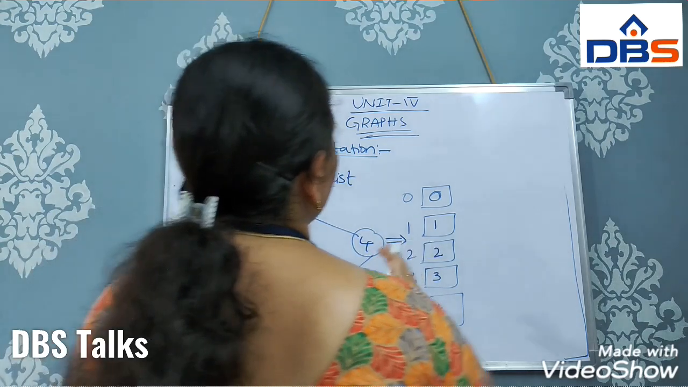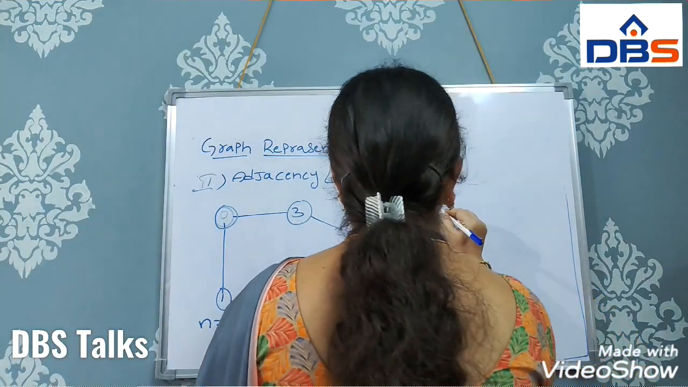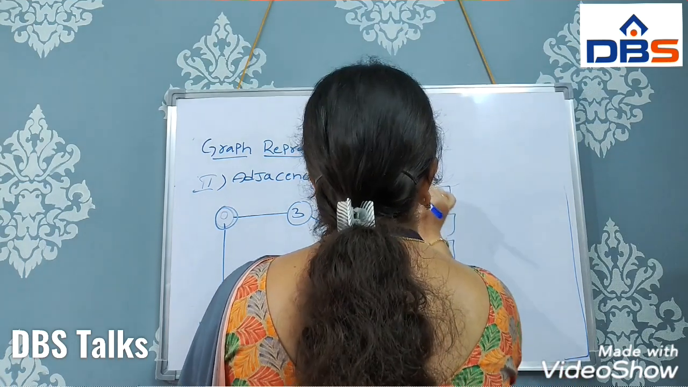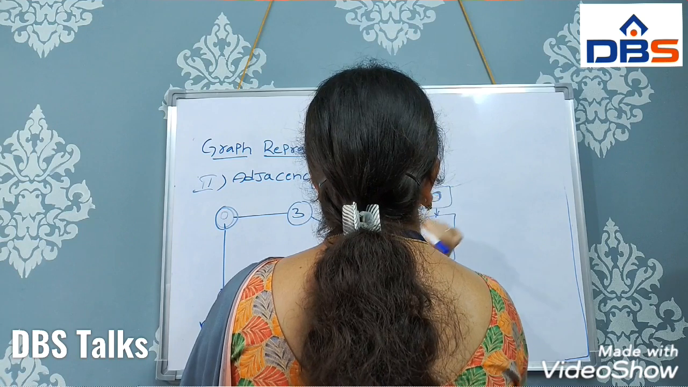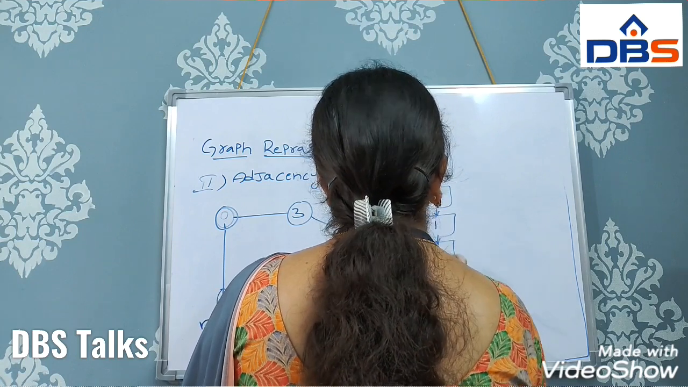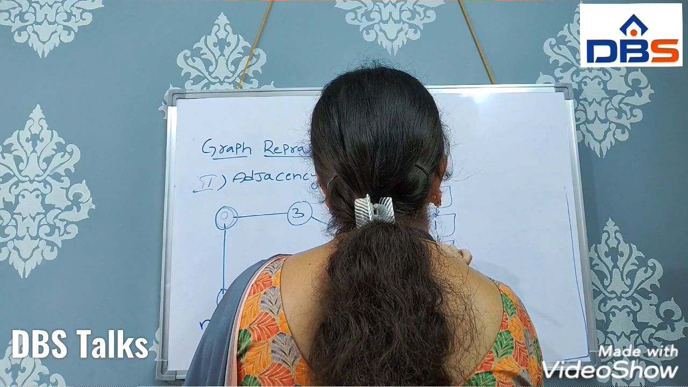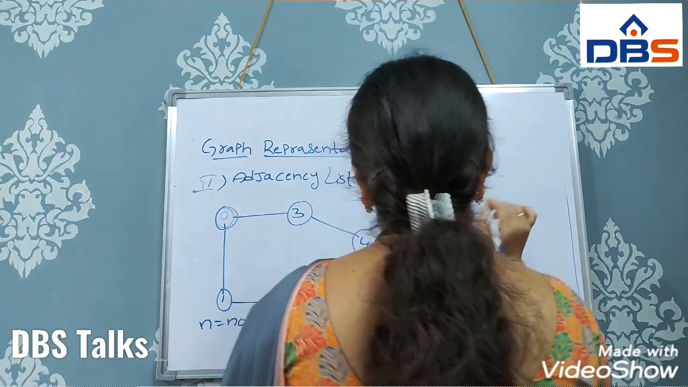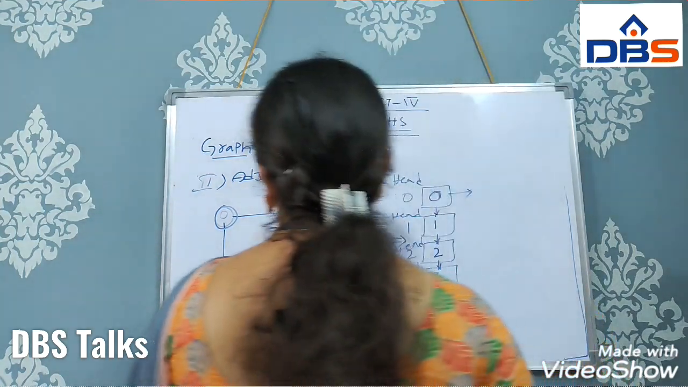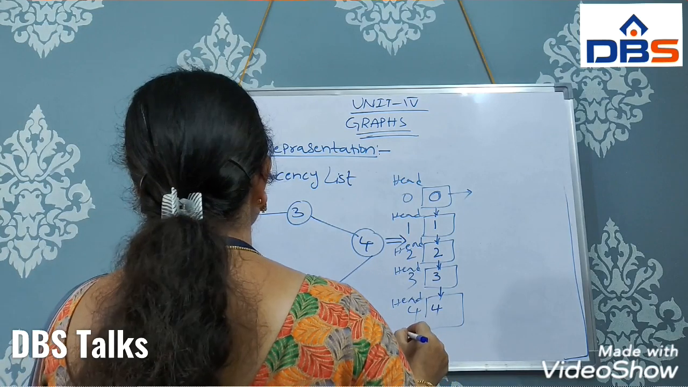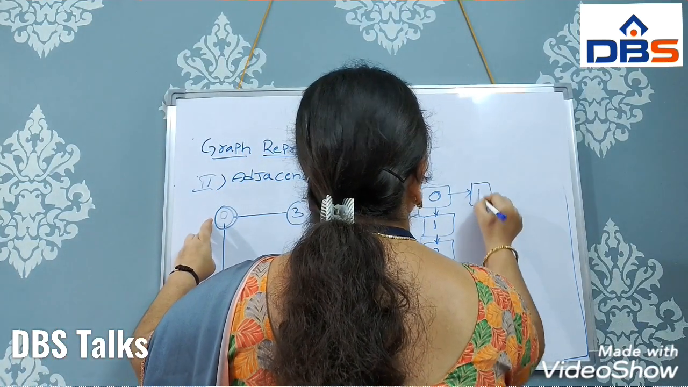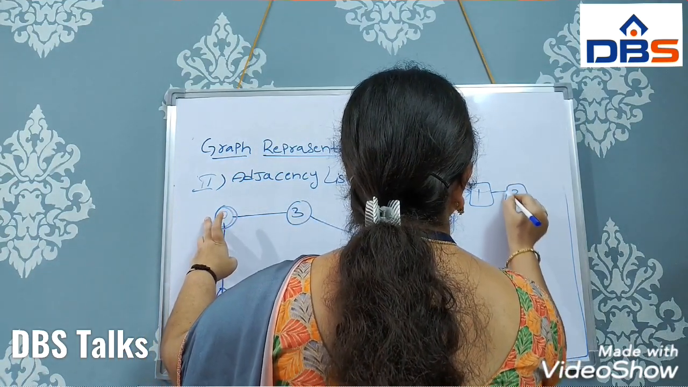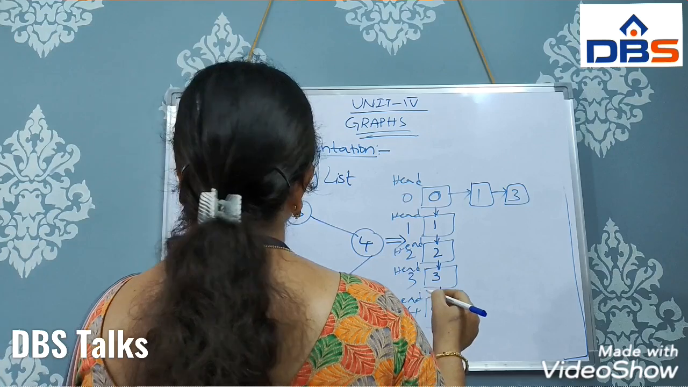The list contains what? Links. Every node has a link. These are called heads, and all heads are nothing but vertices. So from 0 we have the link 0 to 1 and 0 to 3. There are no other links from 0.